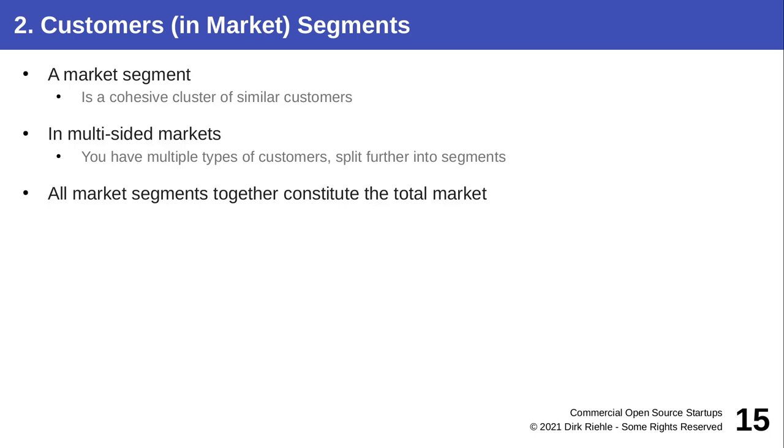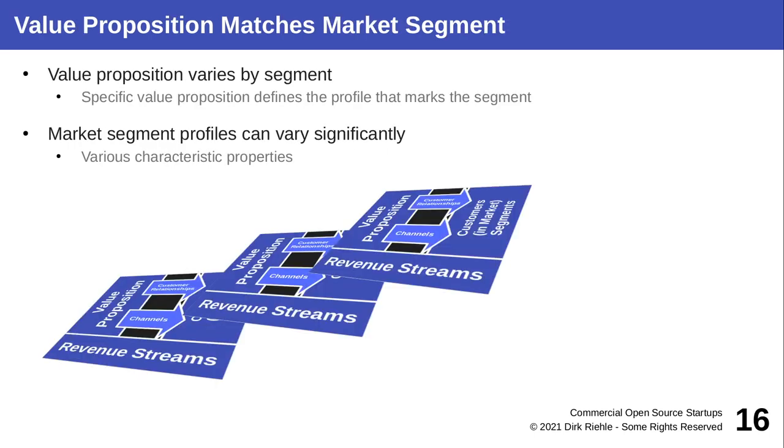Taken together, however, that is the total market you're selling to. So all the similar segments, all the variations taken together form the total market. And then again, your value proposition in general. Your general value proposition needs to match the overall market, and then specific focus points or specific variations or specializations of the value proposition need to match the various market segments.